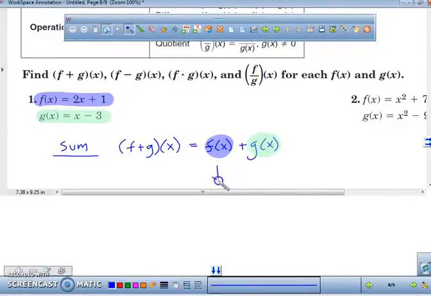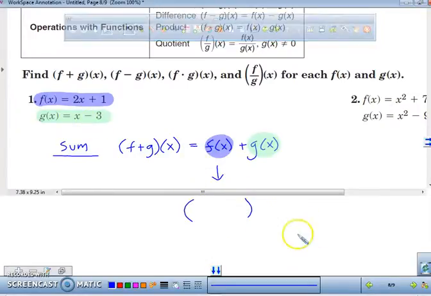Now, what is f of x by itself equal to in problem number 1? F of x is equal to 2x plus 1. So I'm going to put 2x plus 1. We'll put plus because we're doing the sum. And in green, in parentheses, I'm going to place what g of x is equal to. And what is g of x equal to? X minus 3.